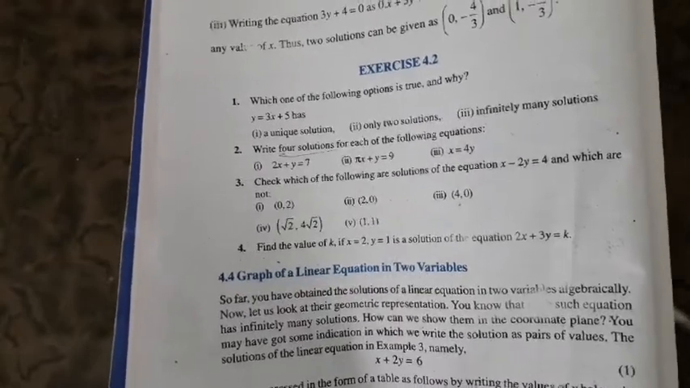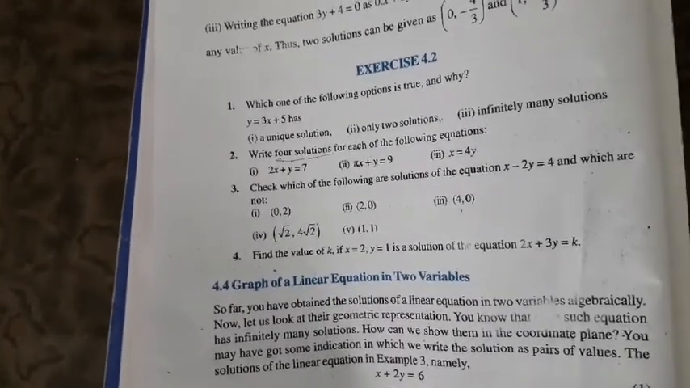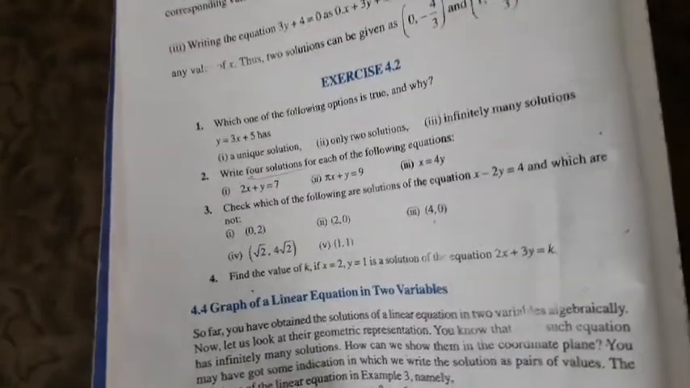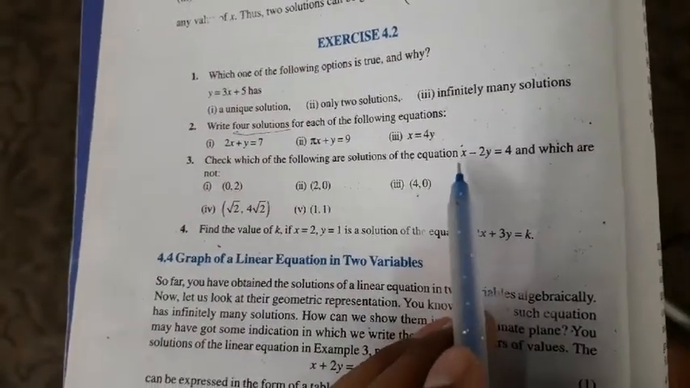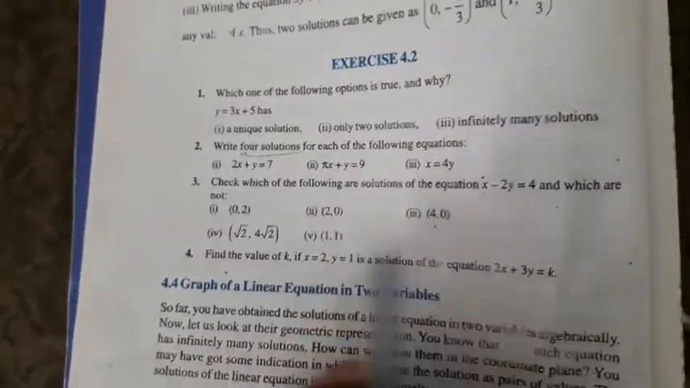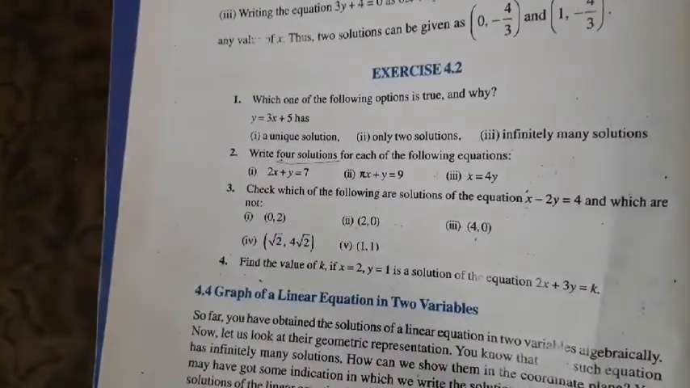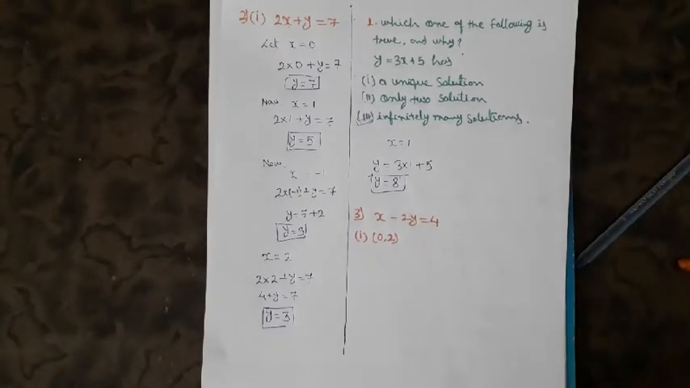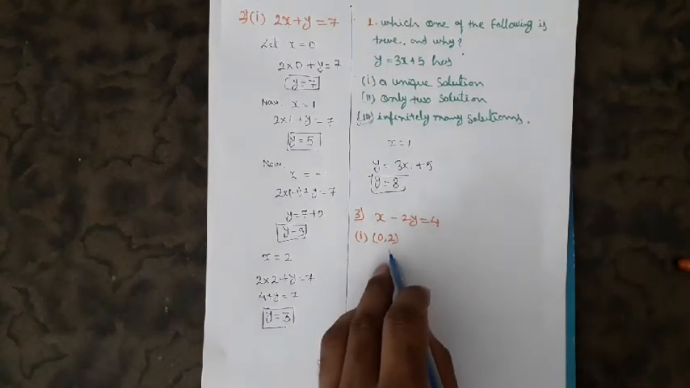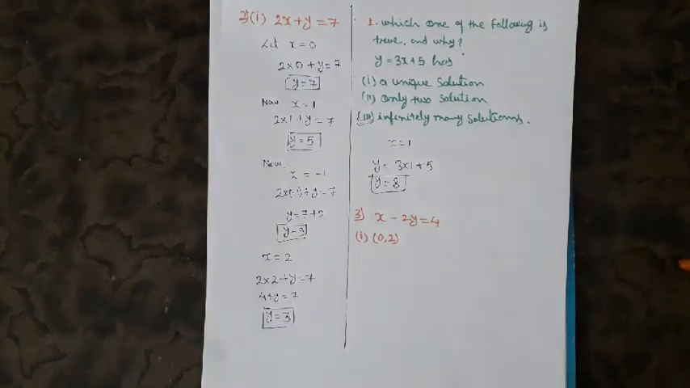Check which of the following are solutions of the equation x minus 2y equals 4, and which are not. So in this question, what we have to do is, we have been given an equation x minus 2y equals 4, and we have to check whether these given values of x and y are a solution of the given equation or not. Okay, so how would we solve it? Let us see. So the equation is x minus 2y equals 4.